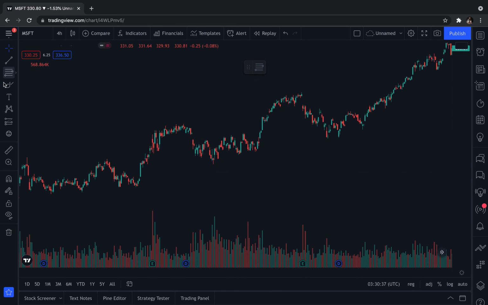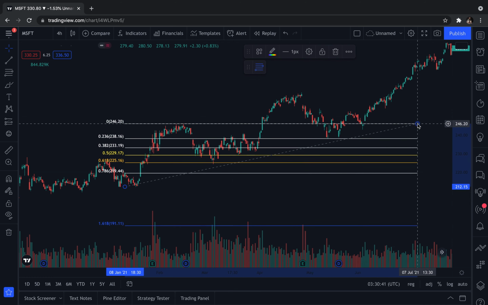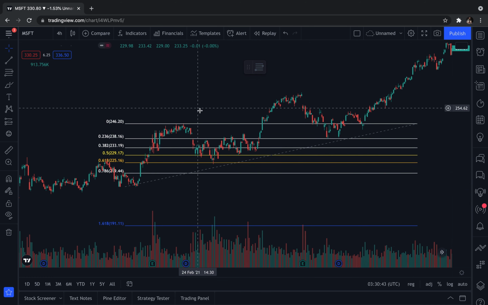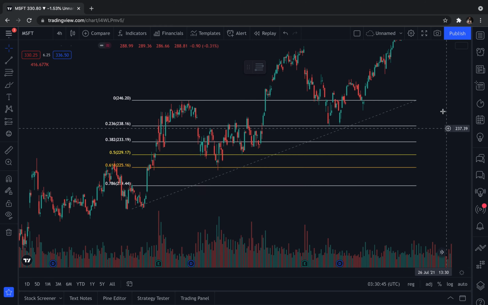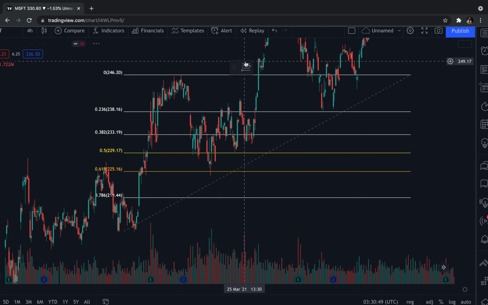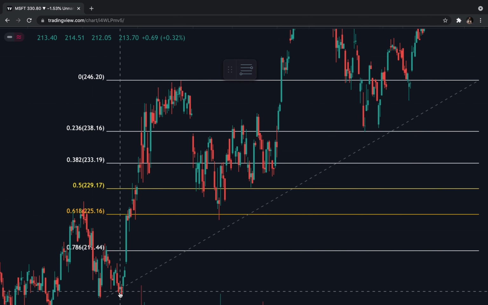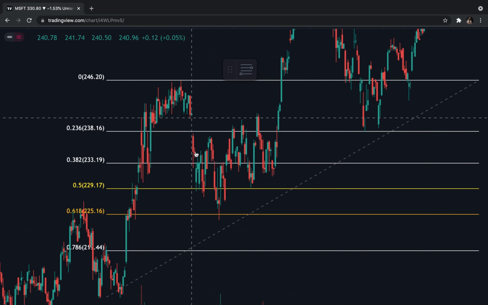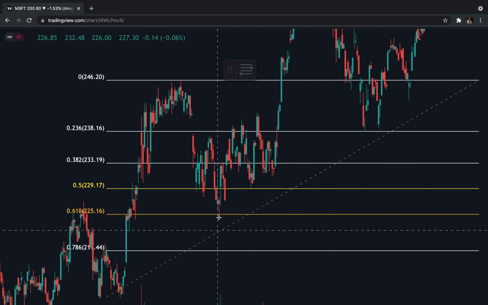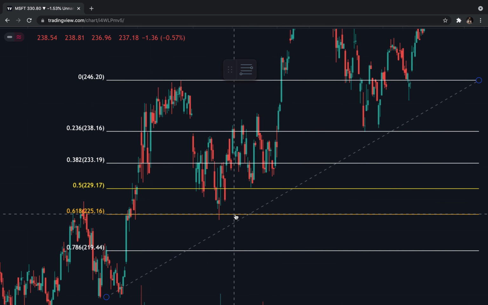Okay guys, here's another example of a support bounce from a Fibonacci retracement. So I'm going to start from swing low to swing high. And of course, we want to look for the golden pocket, the 0.618. I zoomed in here. Now, from swing low to swing high, we see this very nice hammer at the golden pocket. After we touched this, we bounced.